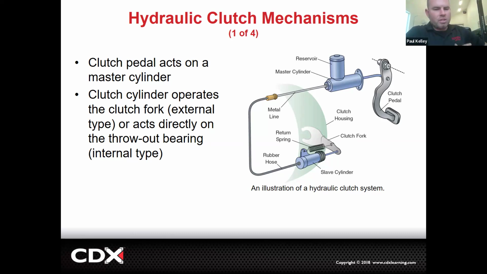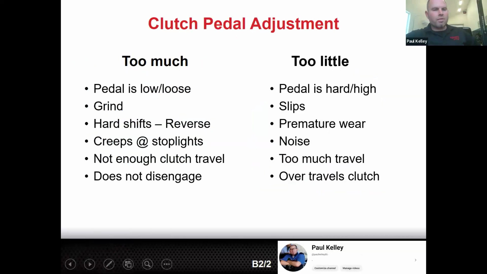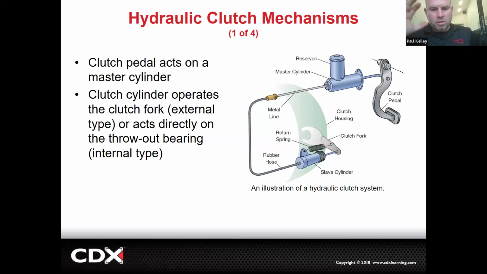That's everything I just explained to you, all the same on a hydraulic system. Makes sense? This clutch pedal would be kind of low, right? It'd be really easy to move and then it would get a little better. So that's all this stuff right here. Too much, too much. All those symptoms. Too little. So much easier. There's only one.